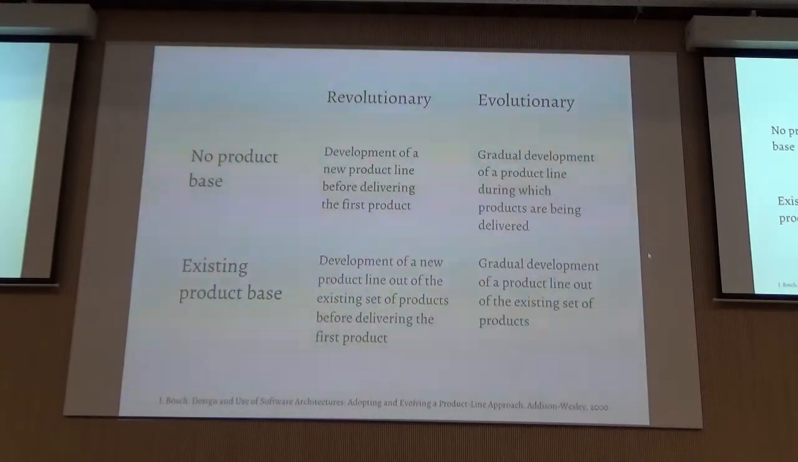But the most probable way is the gradual development of a product line out of the existing set of products. Most viable one, probably. Most of the companies actually do have some kind of this process, but if you ask them what software product lines are, they wouldn't know.